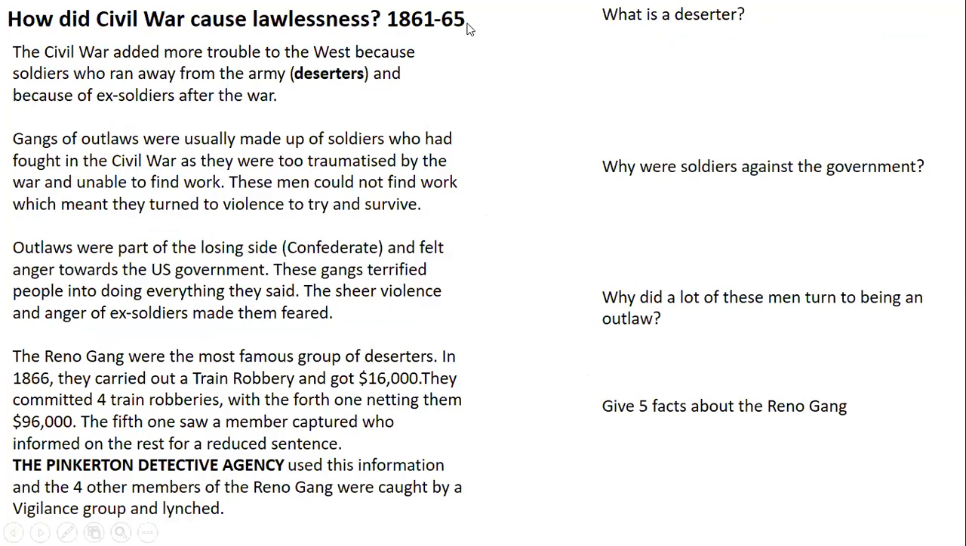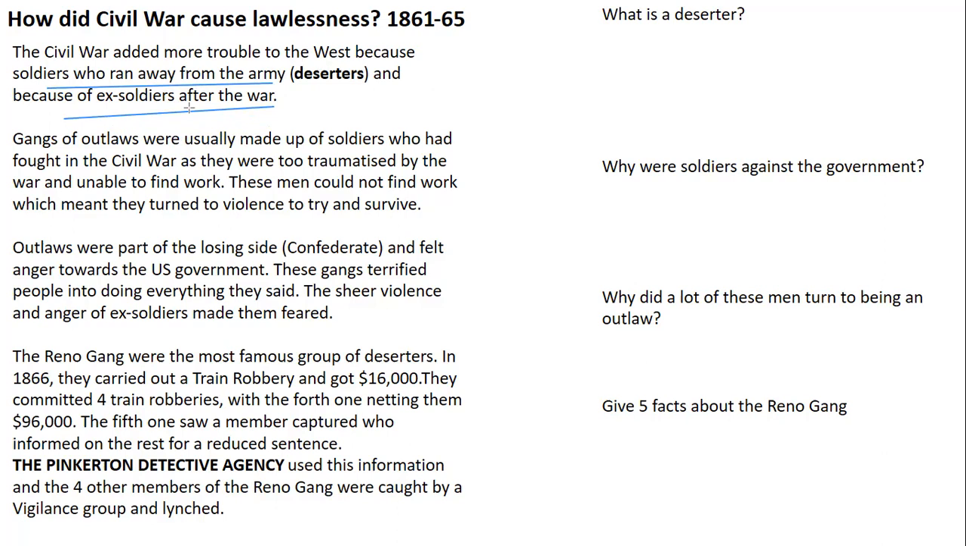So as we get to the end of this unit, the Civil War happens. Now, how did the Civil War cause lawlessness? So the Civil War, basically, as we know, was the war between the North and the South. The Civil War added more trouble to the West because of soldiers who ran away from the army and ex-soldiers after the war. So you had deserters and people who didn't have a job following the war.